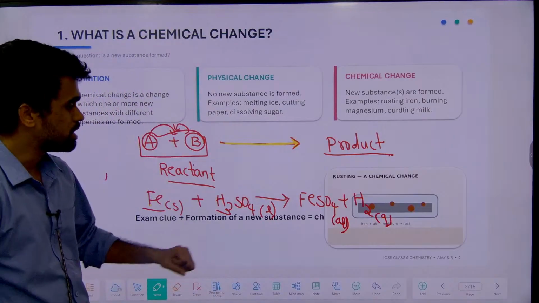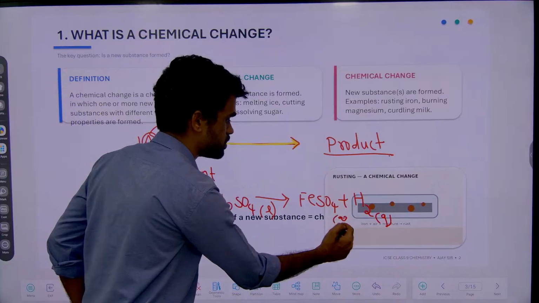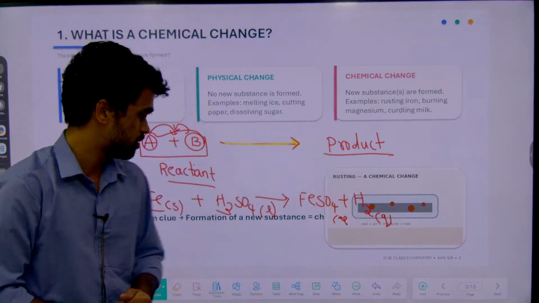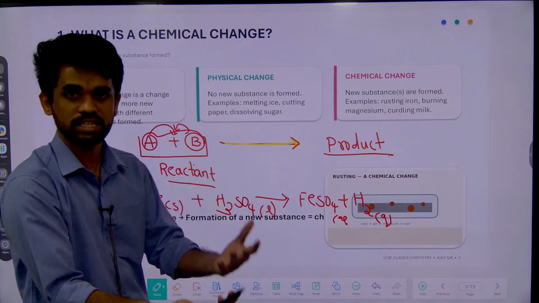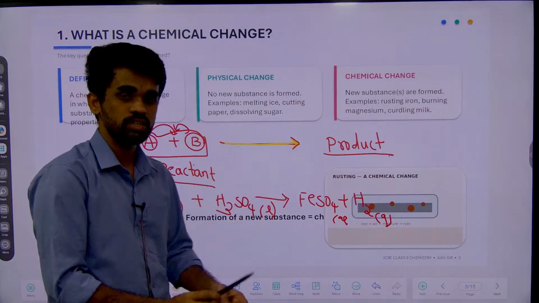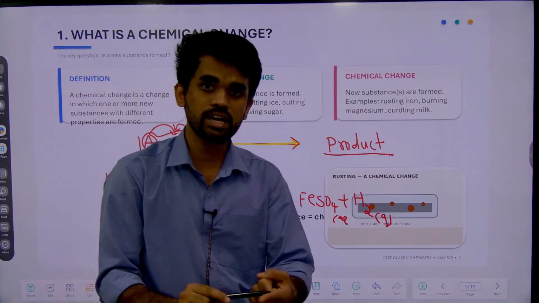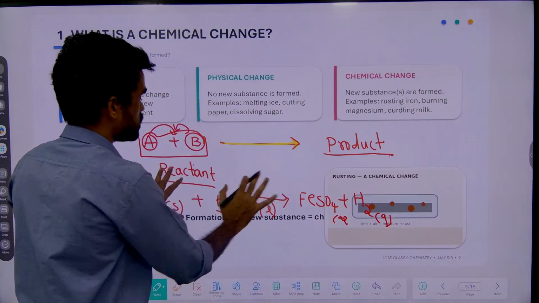So now what is happening here? If you take this solution, the liquid state now becomes aqueous. See, during a chemical reaction, the physical state might change. During a reaction, it can be a physical change or it can be a chemical change. Whenever I say physical change, there is no change in the composition.